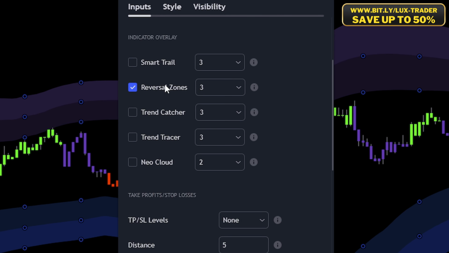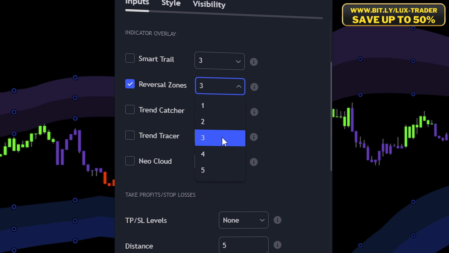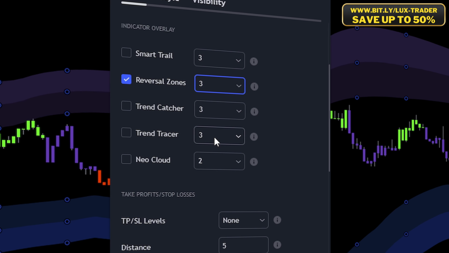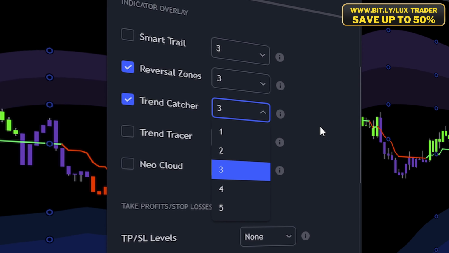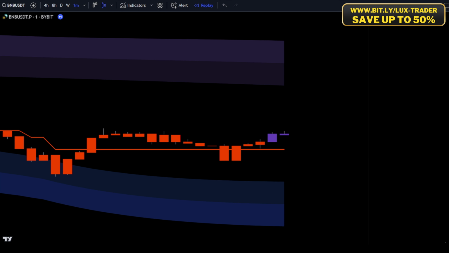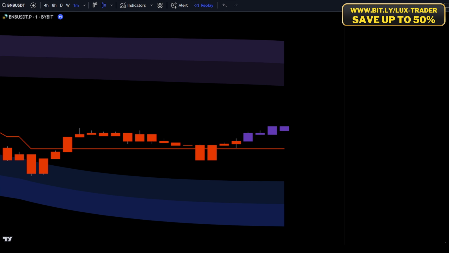Now for the indicator overlays. For this strategy, you want to enable the reversal zones and leave the reactivity by default set to 3, and you want to enable the trend catcher and leave its reactivity by default as well. Now let's learn the complete rules for buying and selling with this strategy.